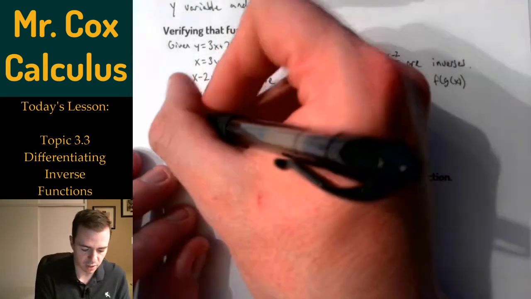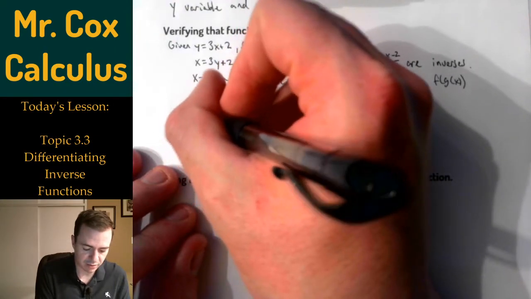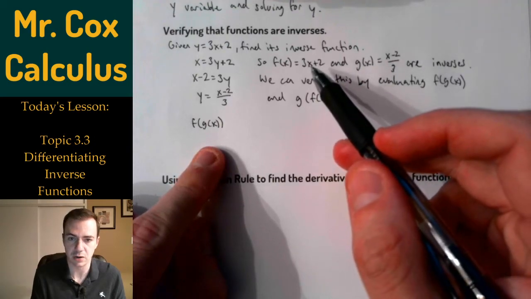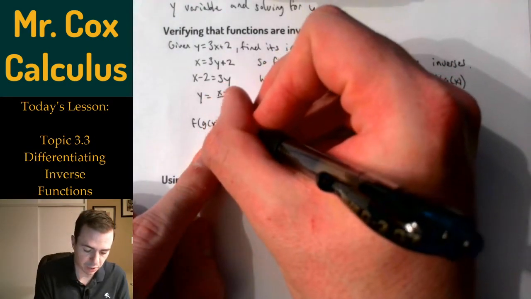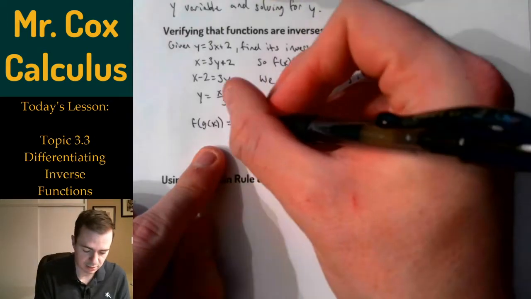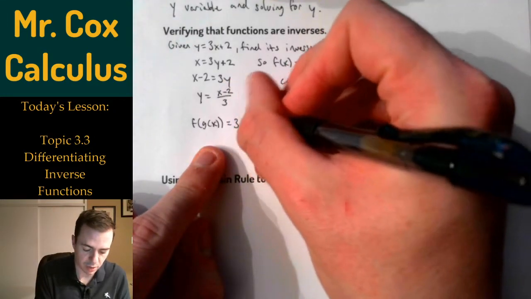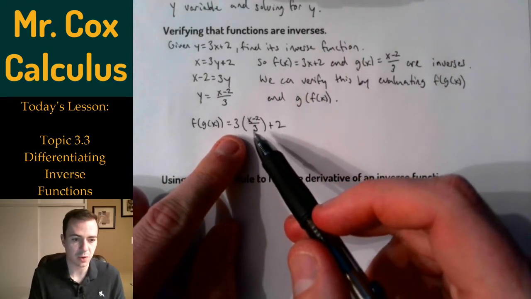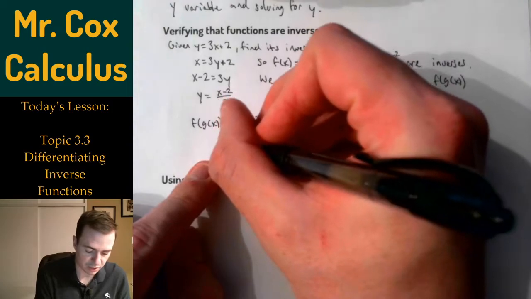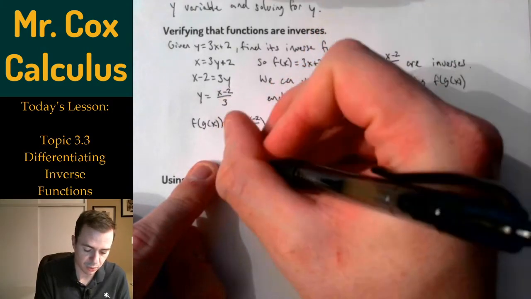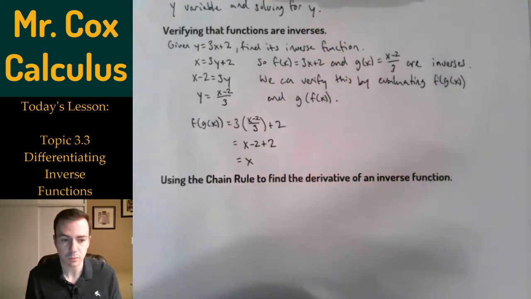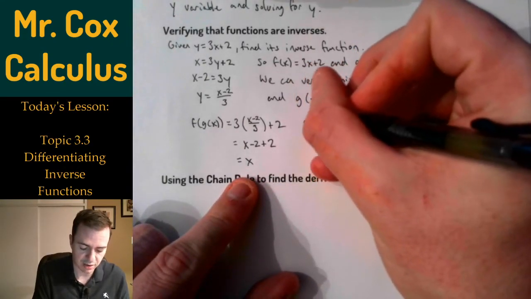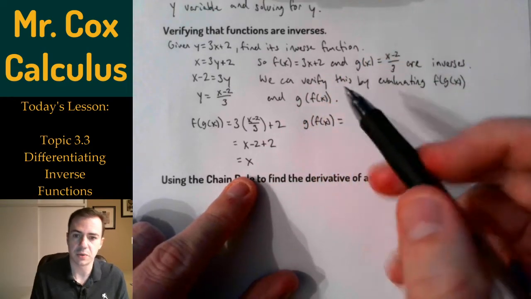So let's start off with f of g of x. So again, taking this expression for g and inputting it here into f. So instead of 3x plus 2, I'm going to have 3 times (x minus 2) over 3, plus 2. Well, if I look here, this 3 and this 3 are going to divide out, and so I end up with just simply x minus 2 plus 2, or x. Now then, in order to verify they are inverses, I need to also show that g of f of x is also equal to x.